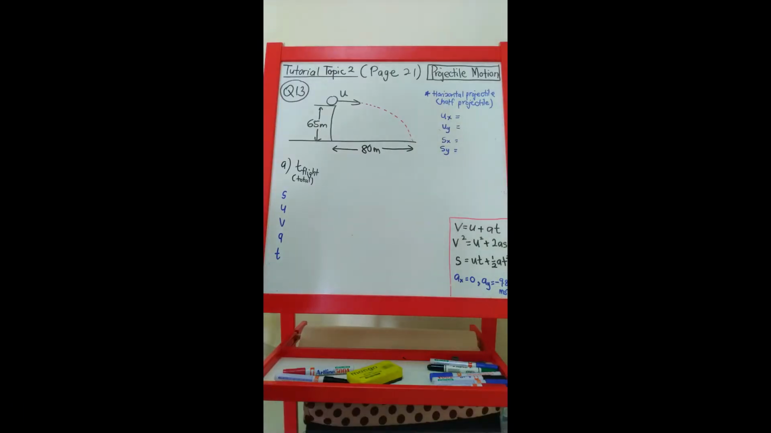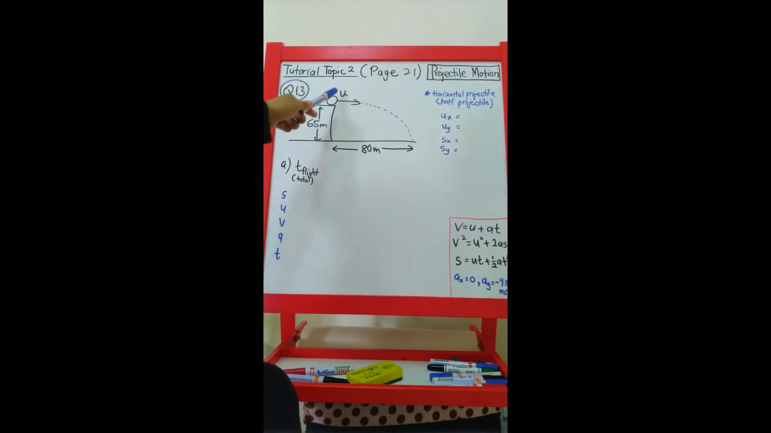Okay, so in this video I'm going to show you question 13. As you can see in the diagram, it gives you information regarding the height of the building and the distance where the ball hit the ground. Okay, so first, obviously, we need to extract information regarding what information that the question gave you.